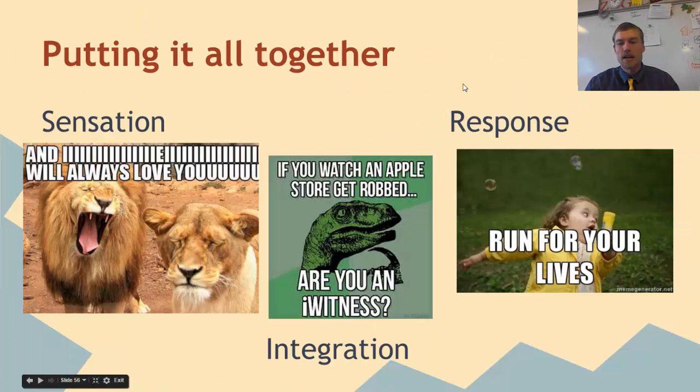All right, so this is a summation of all the things we've been talking about in terms of the nervous system and all that kind of stuff. You've got sensation, so you have some sort of input. You then integrate that using the central nervous system, and then you respond. Usually animals are going to respond with some sort of movement.